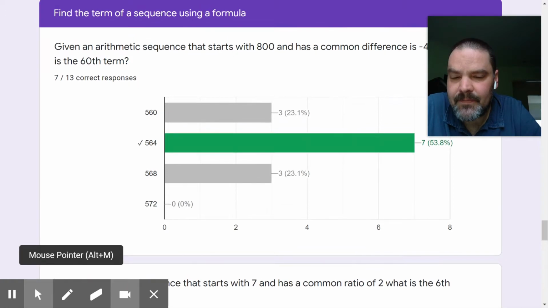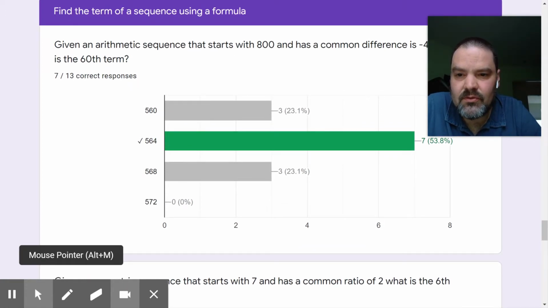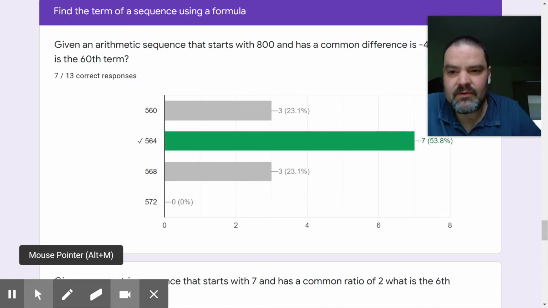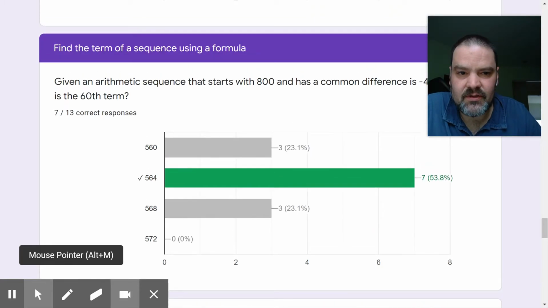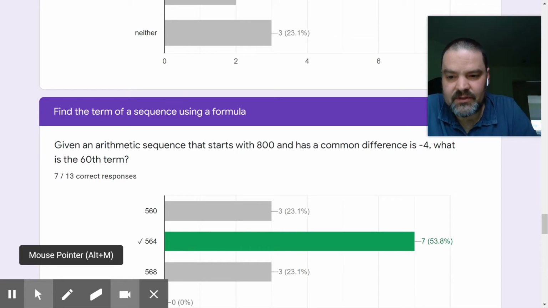Onward. Okay. So the other type of thing you'll need to do is to use the formula to find out some distant term. So not just like the next term, but one that goes down the road. So given in our arithmetic sequence, it starts with 800. So 800 is the starting point.